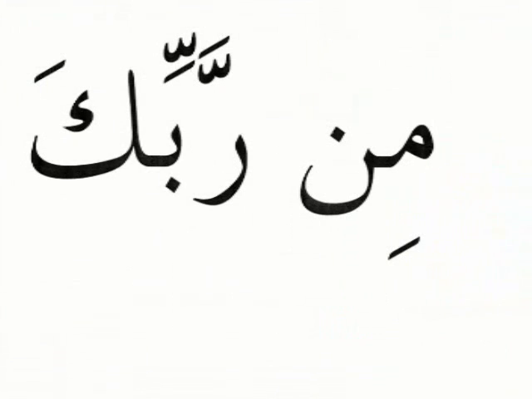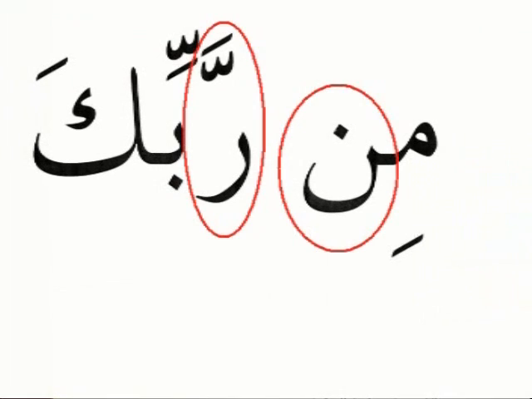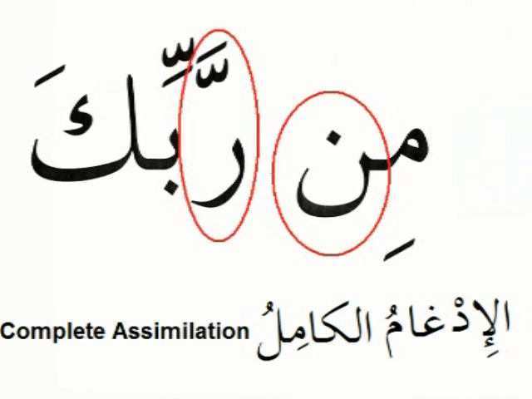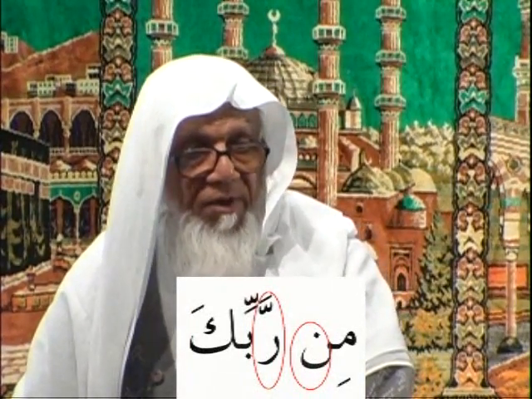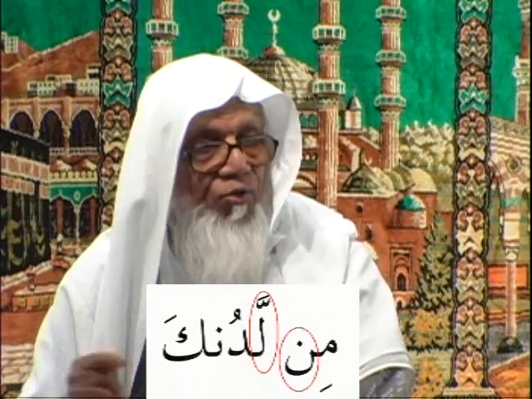Now, if we have noon without a sukoon, and the next letter has a shadda, that means noon is assimilated into the following letter. So you don't pronounce min rabbika, you say mir rabbika. Mil ladunka, min ladun, mil ladun.